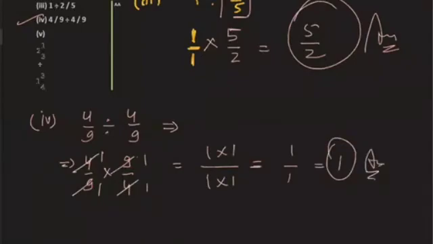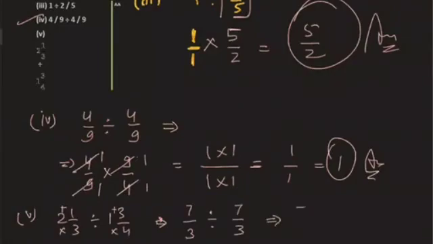Fifth, 2 whole 1 upon 3 divided by 1 whole 3 upon 4. So first we will convert the mixed fractions into improper. 3 2s are 6, 6 plus 1, 7. 7 upon 3 divided by 4 ones are 4 plus 3, 7. 7 upon 4. Now write the first fraction as it is. Then change the sign of divide into multiply and reciprocate it. 3 upon 7.